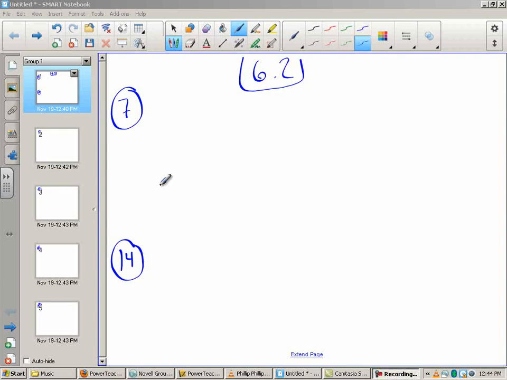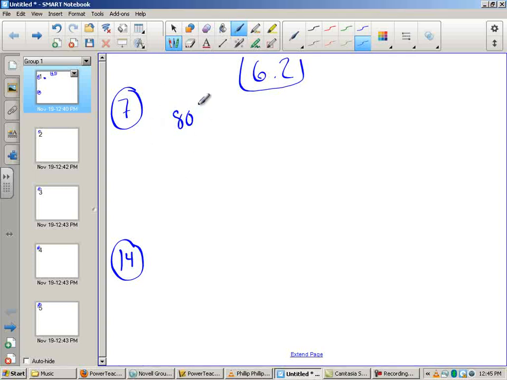Okay, guys, today we're going to talk about 6.2, and 6.2 is all about reducing roots and problems that have fractional exponents. How do we manage them? How do we combine them and simplify them down? So we're going to go through a few problems. First one we're going to look at is number 7.